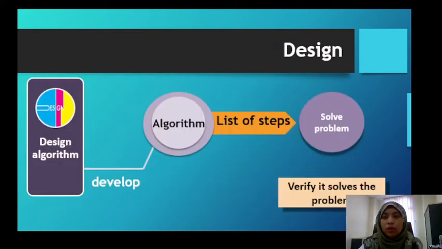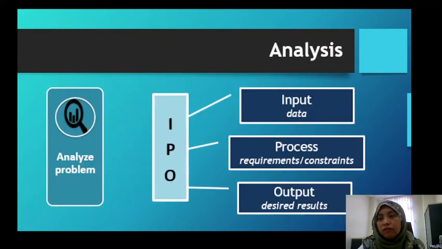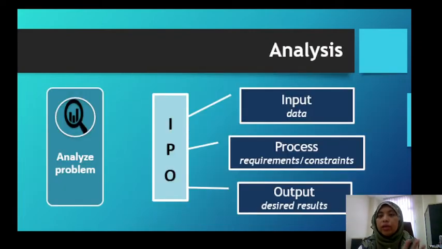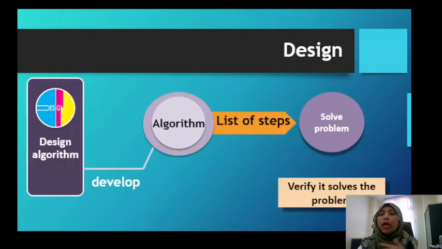And then we go to the second phase after the problem. You saw the problem: you want to calculate the number of persons entering a room. Secondly, you need to analyze. What is the input, how to process, and what is the output. And we go to the third phase, which is the design phase.